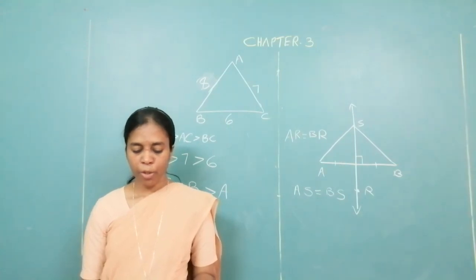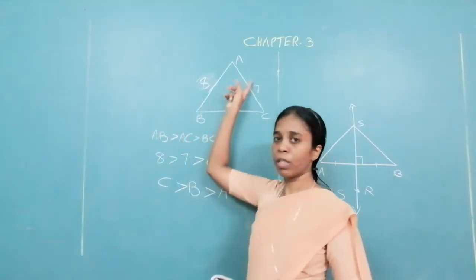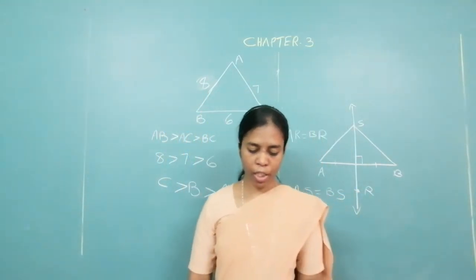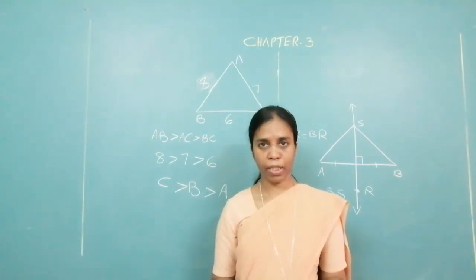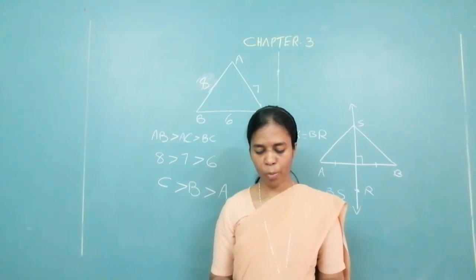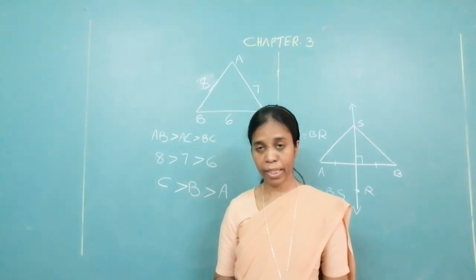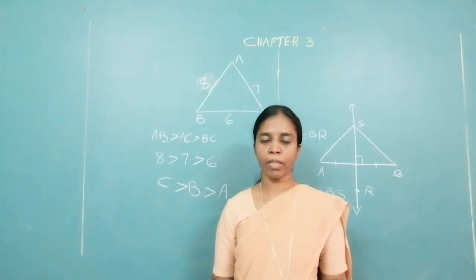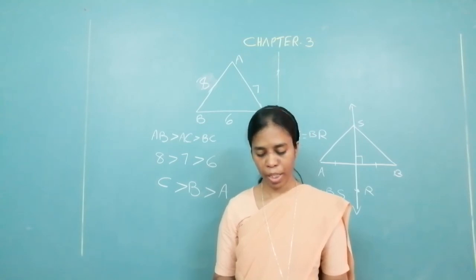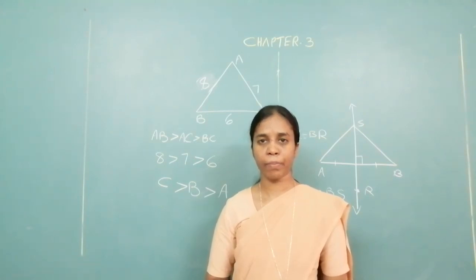Next, if the sides of the triangle are unequal, then the angle opposite to the greater side is greater and the angle opposite to the smaller side is smaller. Next, the sum of any two sides of a triangle is greater than the third side.